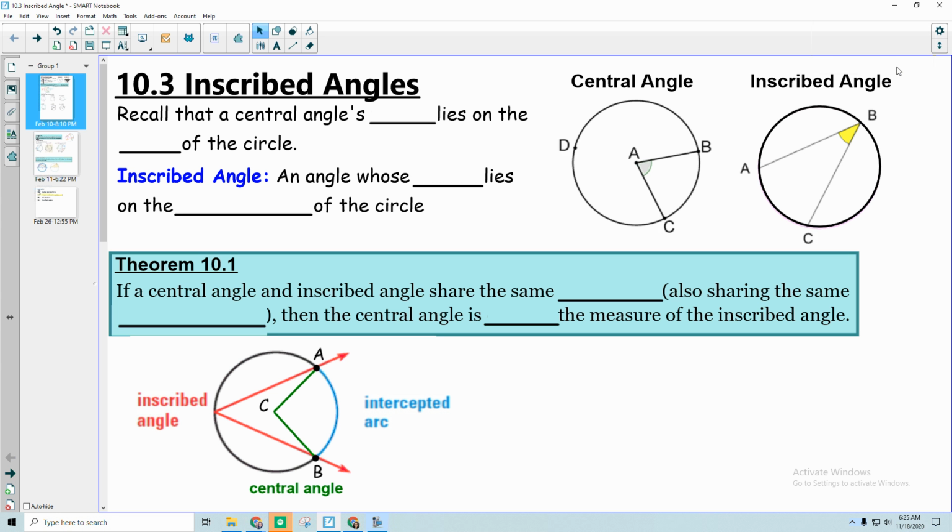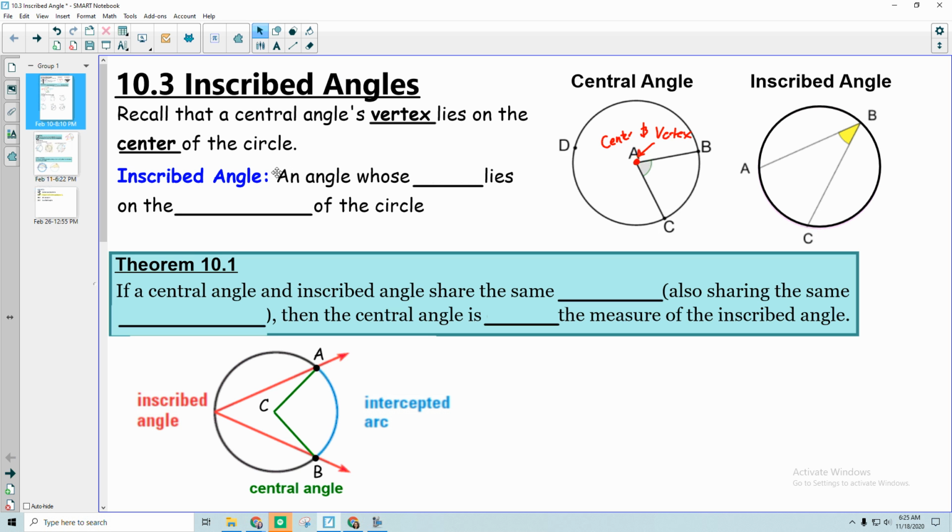In this lesson, we're going to focus on inscribed angles. Before we talk about what inscribed angles are, we're going to review what a central angle is. Recall that with a central angle, the vertex lies right on the center of the circle. We talked about this last time: point A is the center and it is the vertex of your central angle at the same time.